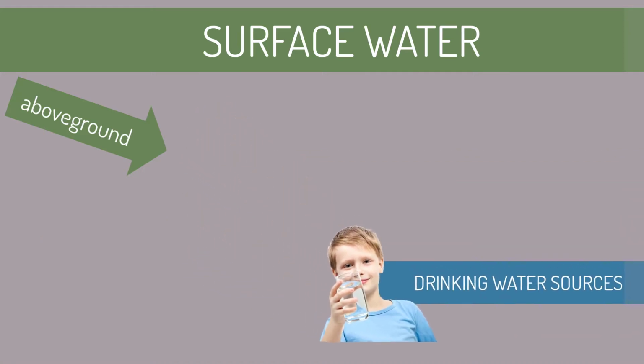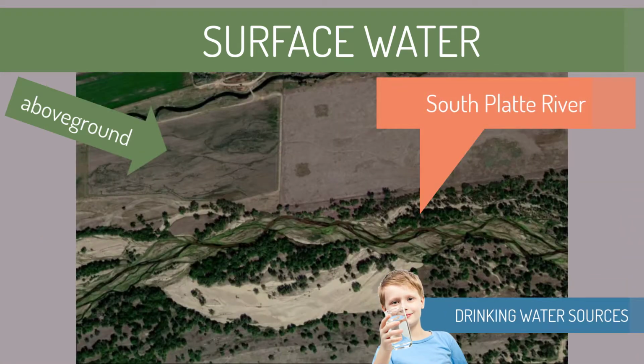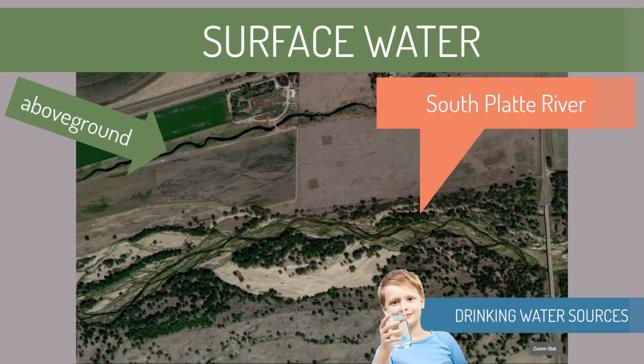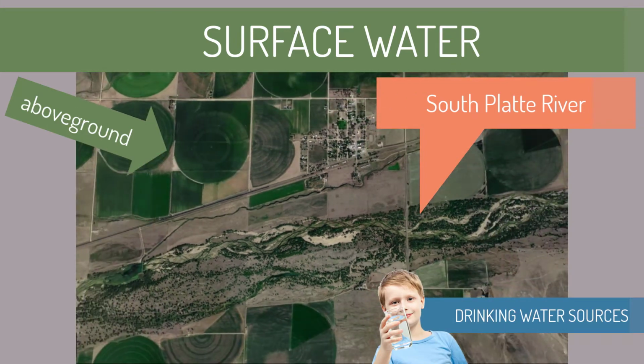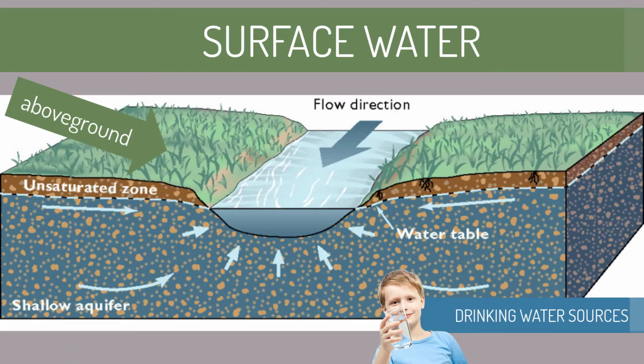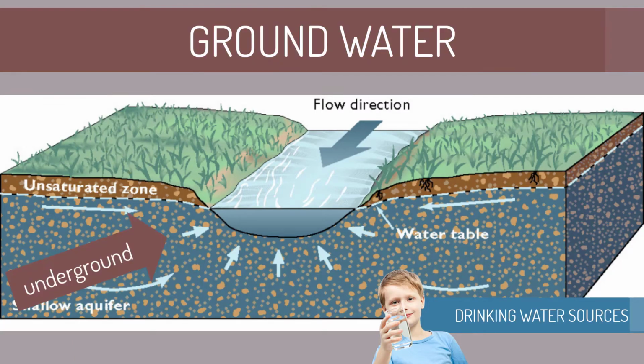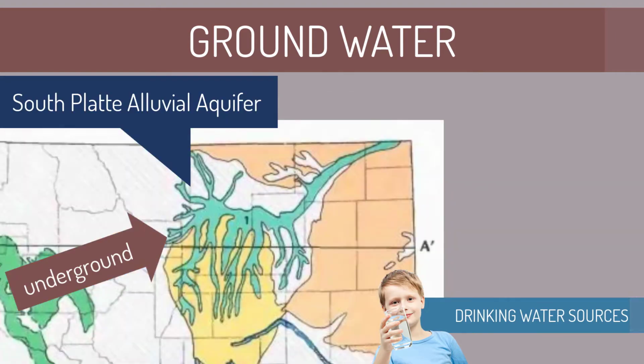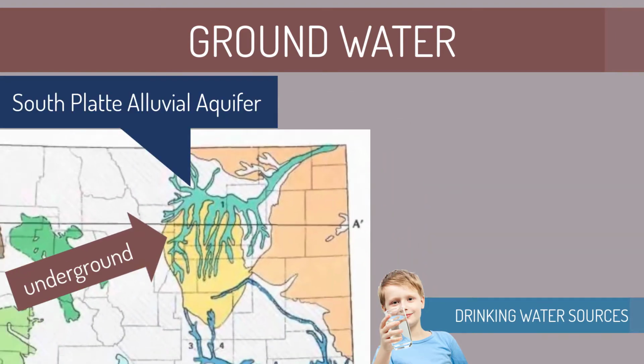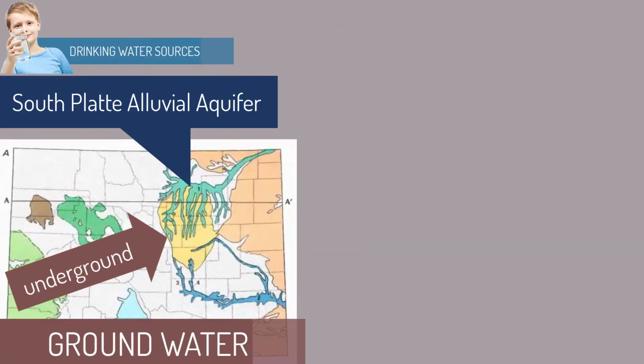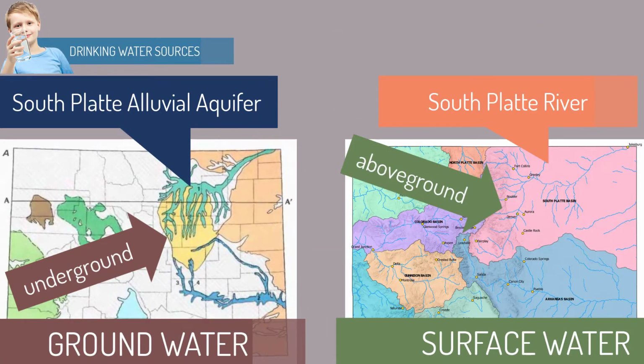Let's name examples. The South Platte River is braided and lies in a bed of soaked sand. All that river water soaking and saturating the sand makes the South Platte alluvial aquifer. An alluvial aquifer is water underground that interacts with surface water.